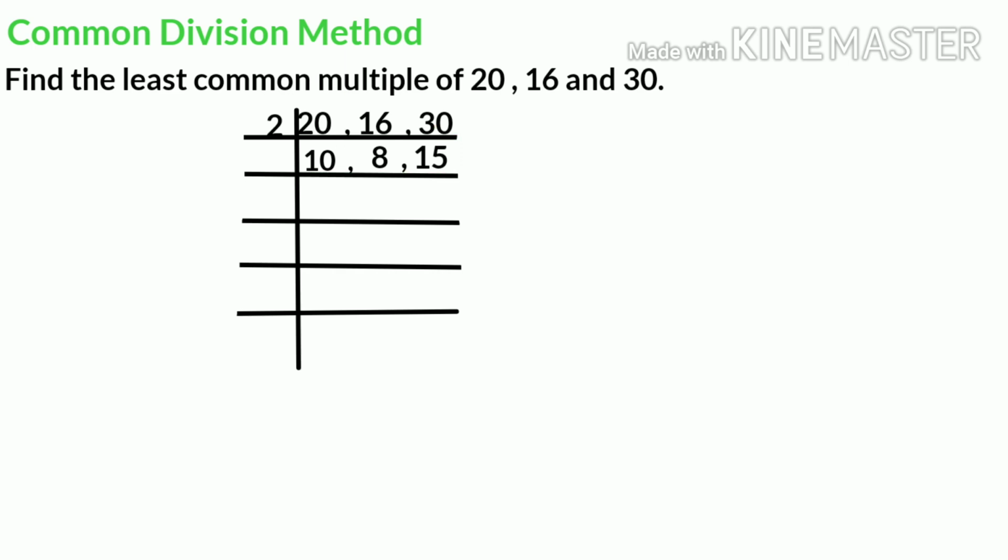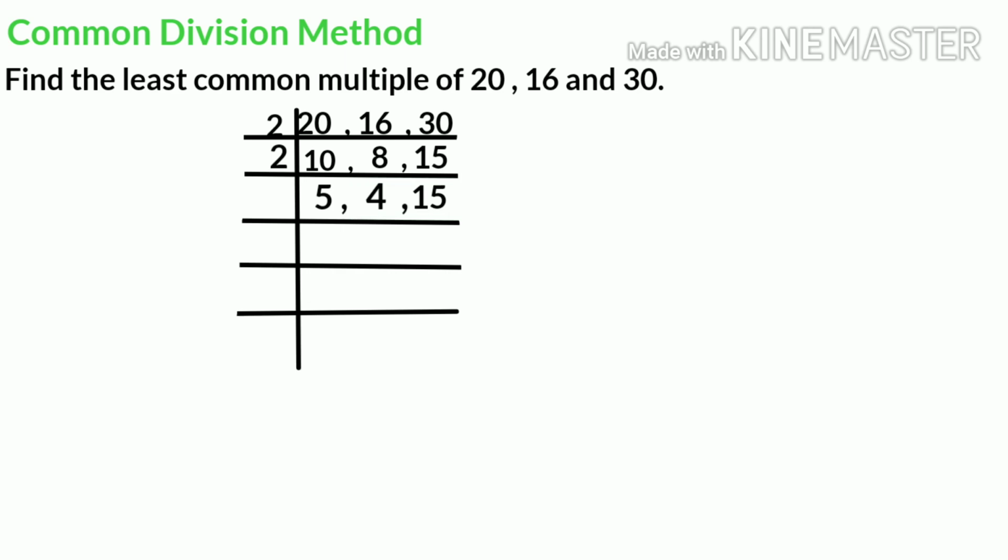So now we need to find the smallest possible prime number which can divide at least one of the numbers exactly. Both 10 and 8 are divisible by the smallest prime number 2, so we will divide by 2. When we divide 10 by 2, we get 5 as the quotient. When we divide 8 by 2, we get 4 as the quotient. And 15 is not divisible by 2, so we will bring down 15 as it is.